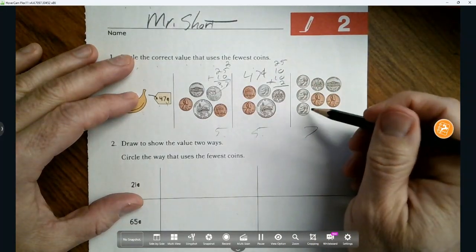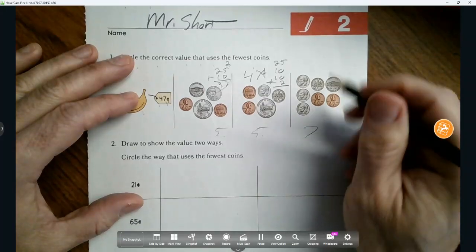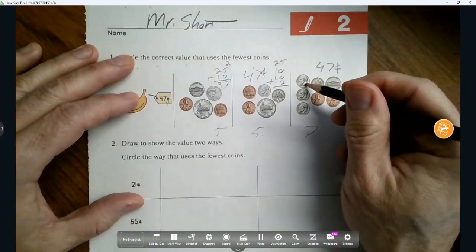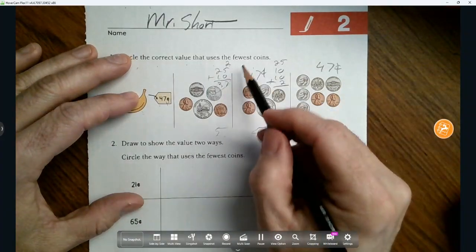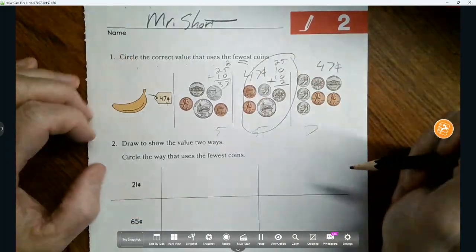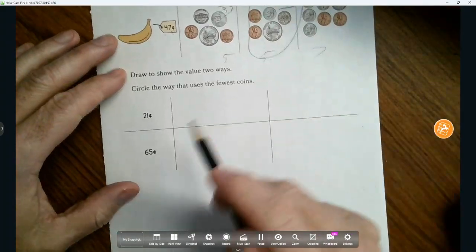And over here, we have 10, 20, 30, 40, 45, 46, 47. So we also have 47 here. But this says 7 coins. This says fewest coins. This has 5 coins. So our winner is right there, the middle one. All right, circle that one.